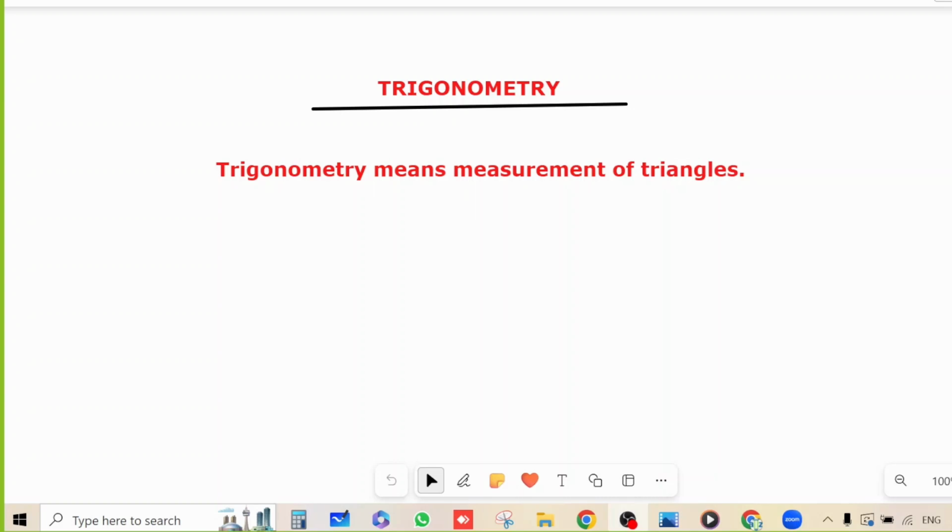Hello everyone. Today we are going to learn the basics of trigonometry. Now what does trigonometry mean? Trigonometry means measurement of triangles. So we will consider various triangles and will try to understand the relationships between the sides and angles of right angle triangles. So let's start with the concepts related to trigonometry.